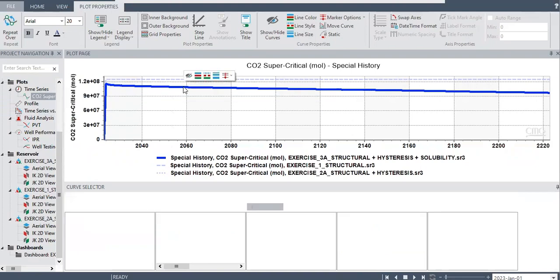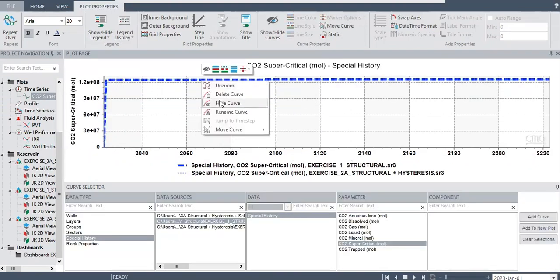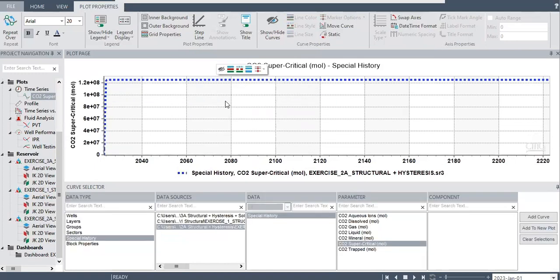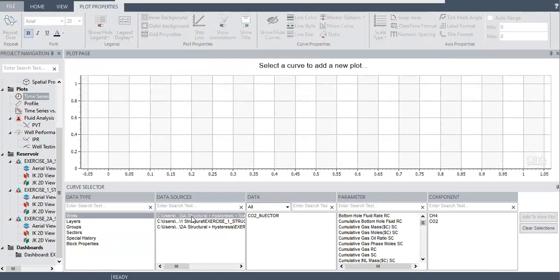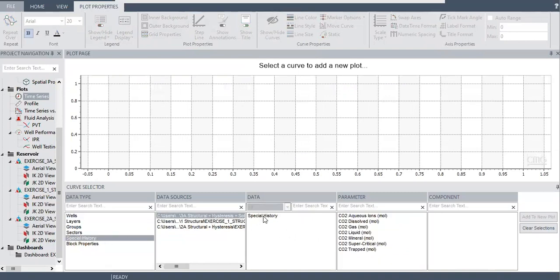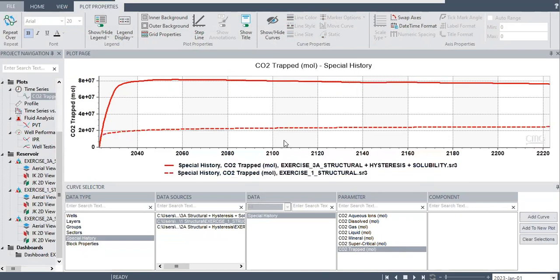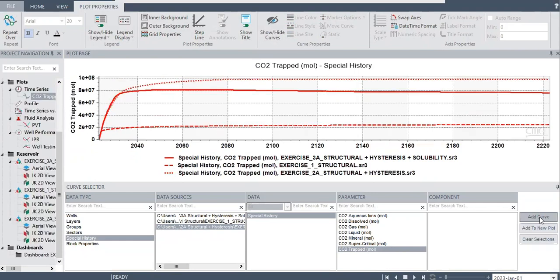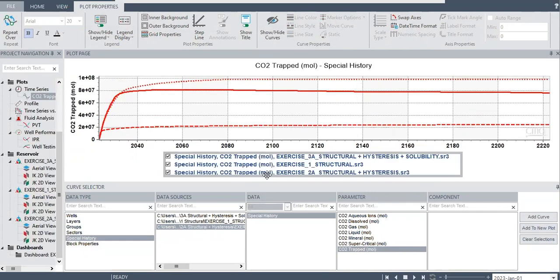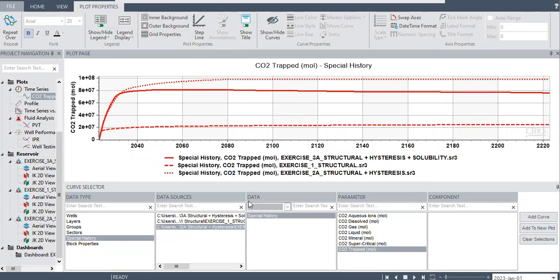Okay, and let's delete curve. Again, delete curve, delete curve. Let's compare 3A, special history, 3A, now CO2 trap. It's like this. Compare it to structural only, okay, and structural plus hysteresis. Okay, so now we can understand what is CO2 trap.